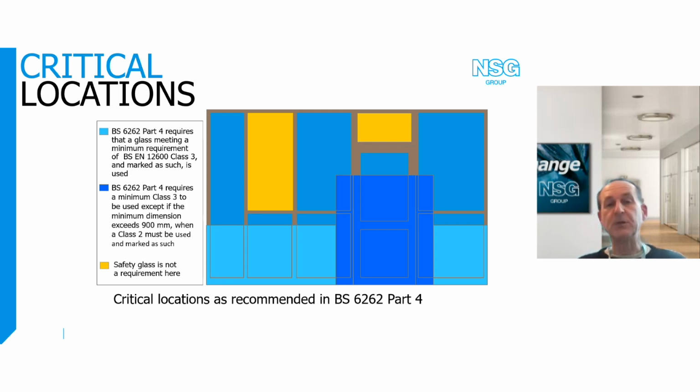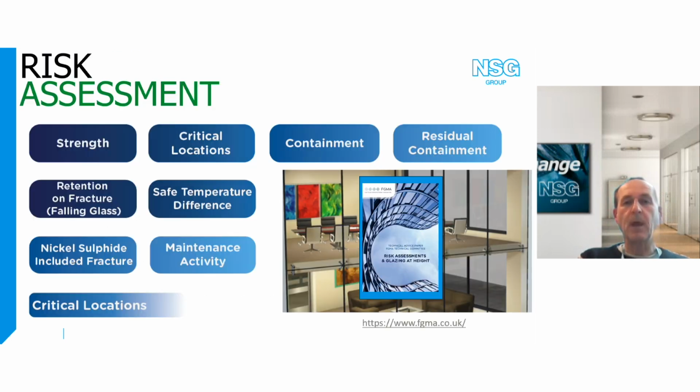Now, in a practical situation, you'd probably want the glass to be the same throughout for consistency of appearance. But from a regulatory point of view, this highlights where you need safety glass and where you don't. So you'll find that information in BS 6262 Part 4. An understanding of the impact safety classifications for glass and an appreciation of the post-breakage characteristics can help to inform a risk assessment carried out on a specific project.